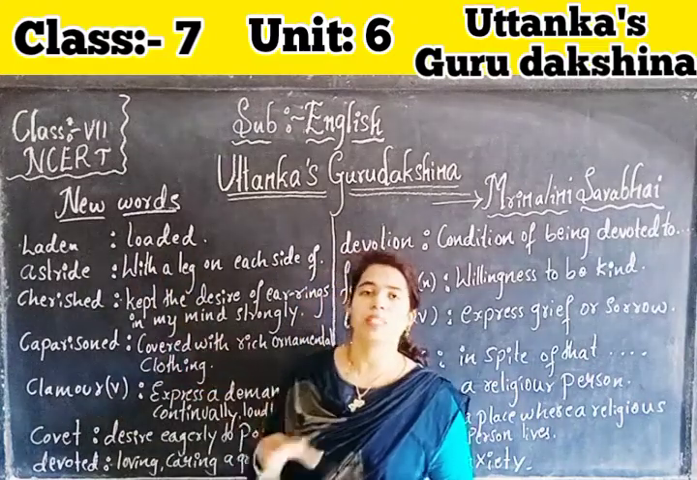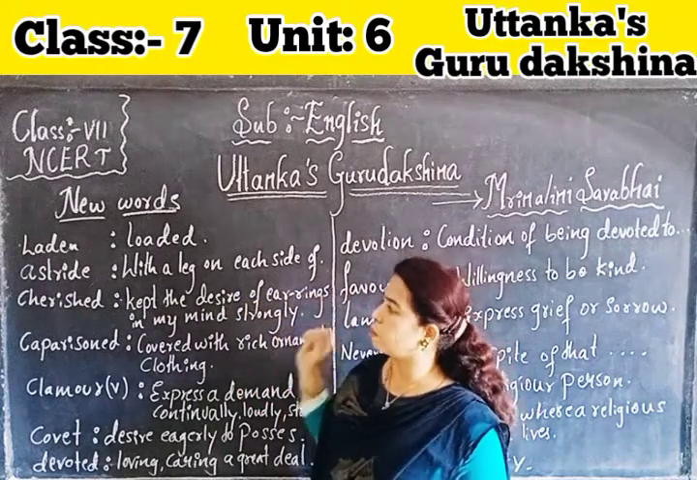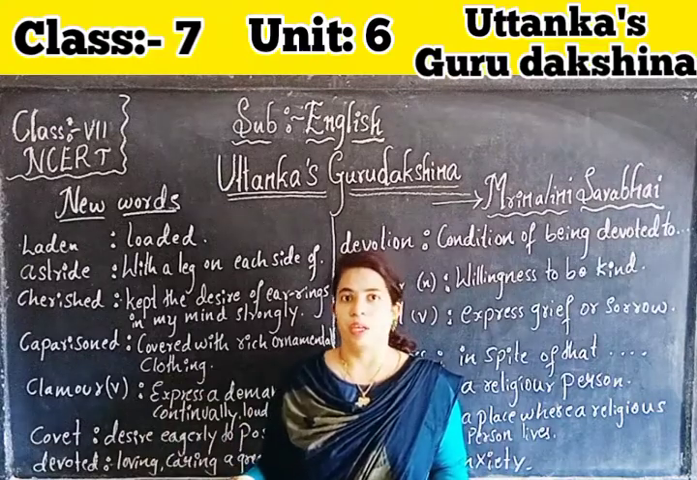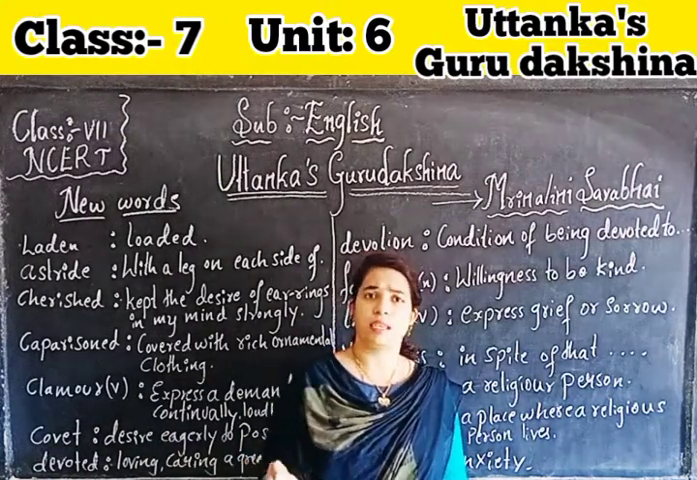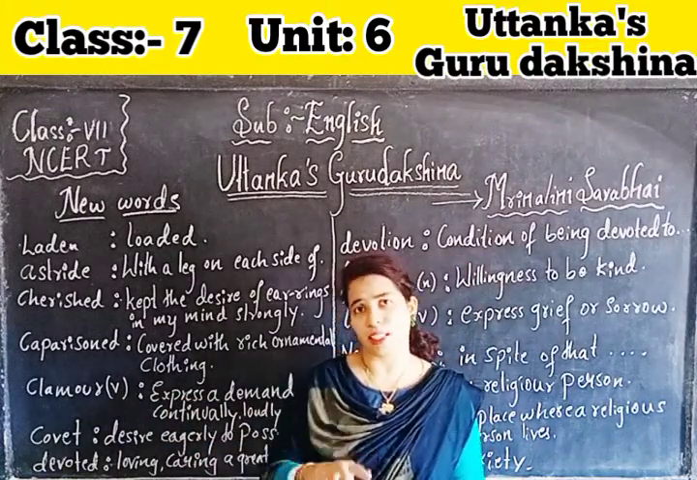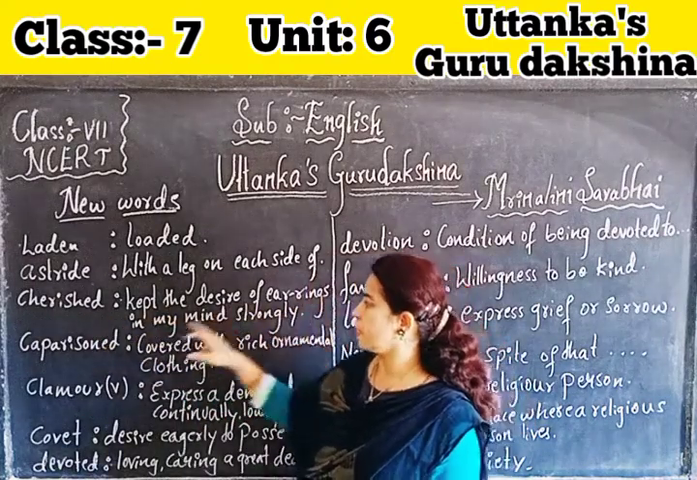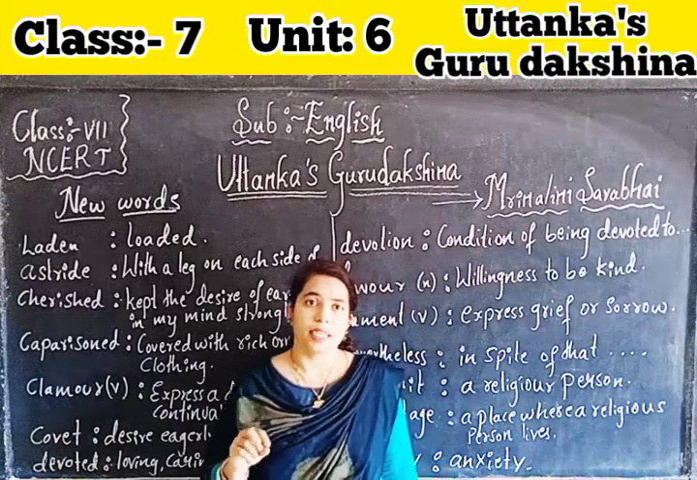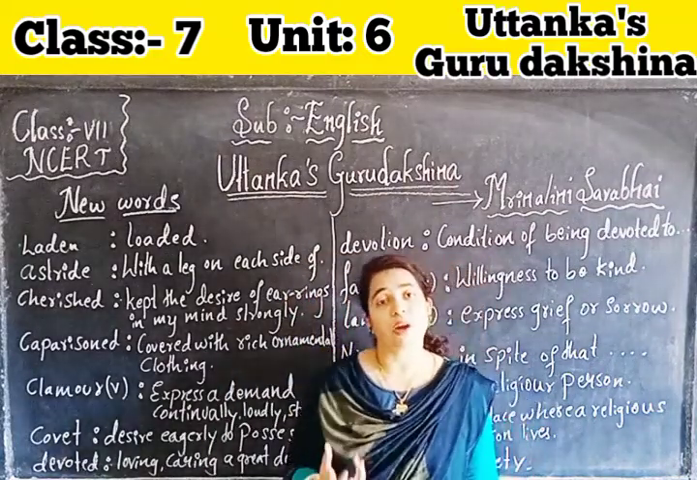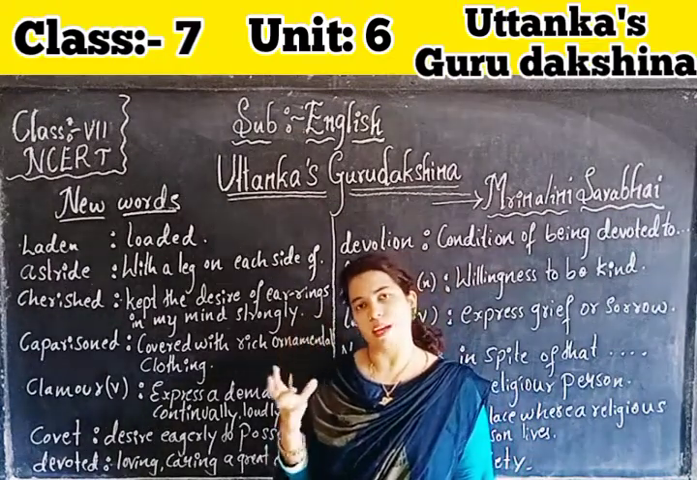Laden, loaded with some goods. Okay, astride, with a leg on each side of. Astride means sitting with a leg on each side of an animal, or you can see a bike. While we are sitting on a bike, we put both the legs on each side. Okay, cherished, kept the desire of something in my mind strongly. Yes, cherished in the sense a desire. Desire means she wanted it or he wanted it very badly. Okay, thinking all the time of that itself.